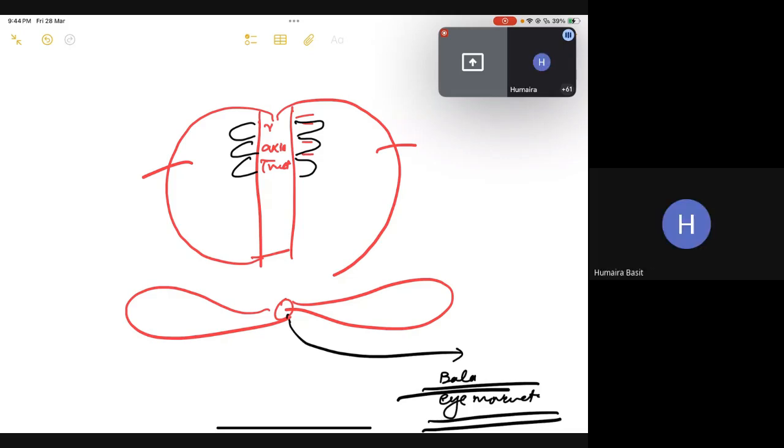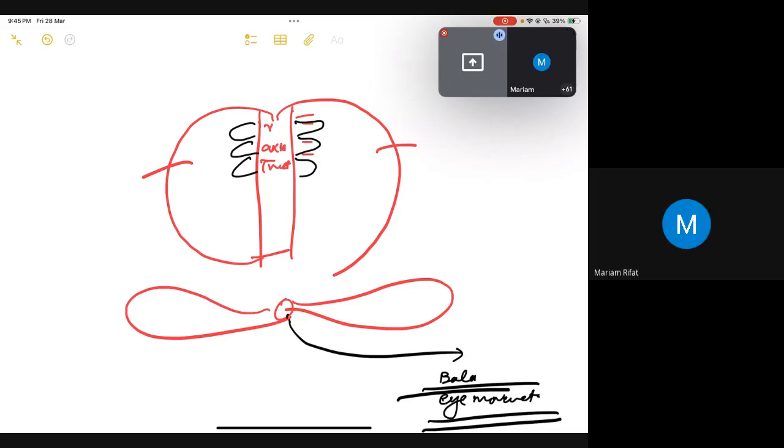Dysdiadochokinesia is the inability to perform rapid alternating muscle movements, and the Romberg sign would be negative, not positive, right? So in which condition are we going to have a positive Romberg sign? And what is the Romberg sign, by the way? Who is going to tell us that? Sensory ataxia, perfect.